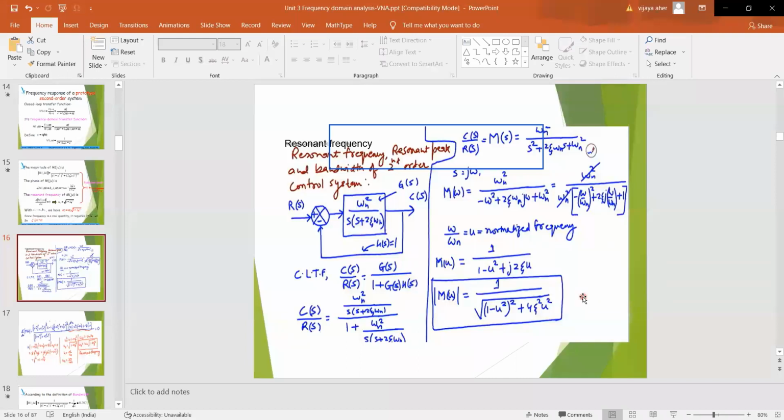Any doubt up to this? Got all the equations, all the steps? No, ma'am. You are supposed to write all these things in your notebook. Okay? Now, let's move ahead.